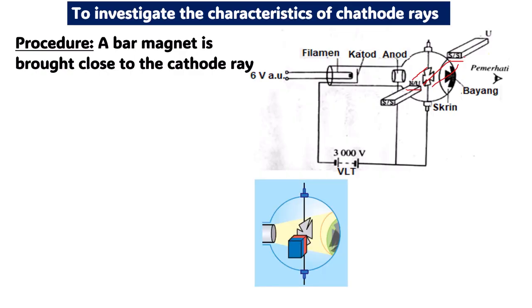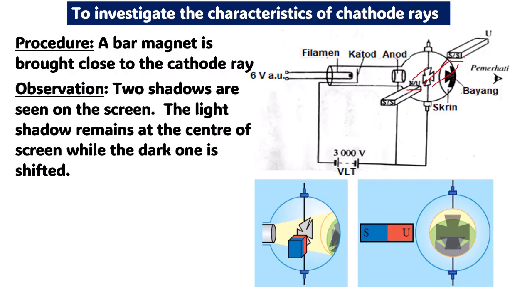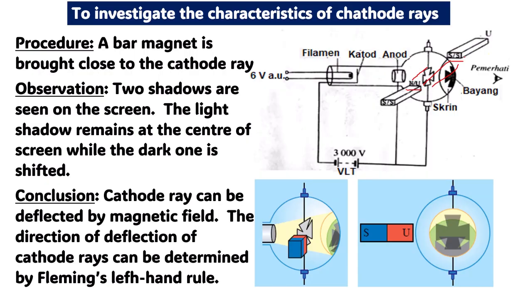So what is our observation from this activity? What we should look for is the deflection of the cross. The two shadows are seen on the screen. The light shadow remains at the center of the screen while the dark one is shifted. So the shadow produced by the cathode rays is shifted. In this case, it shifted downward. We can use Fleming's left hand rule to determine the direction of the deflected shadow.